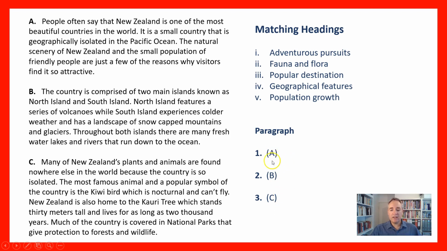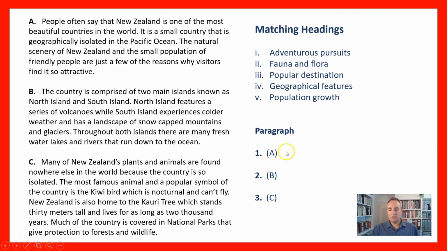So for A, let's just start with the first one. People often say, okay, beautiful country, Pacific Ocean, few of the reasons why visitors find it so attractive. Adventurous pursuits is whitewater rafting and mountain climbing and these types of things, and we know that's popular in New Zealand, but definitely not as part of this information. Fauna and flora, popular destination. Ooh, that sounds interesting. That could be the one. Geographical features, I think that's a little bit further down. Population growth. No, it's not about the population growth. So here, I think the correct answer is 3.